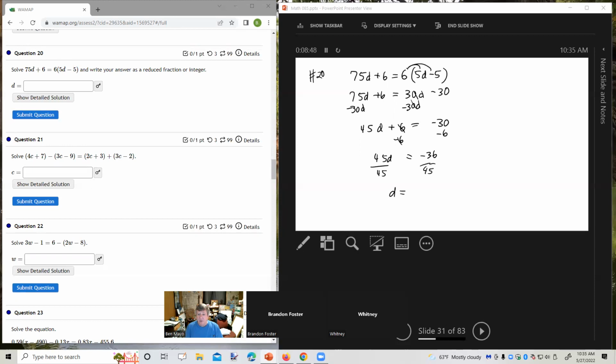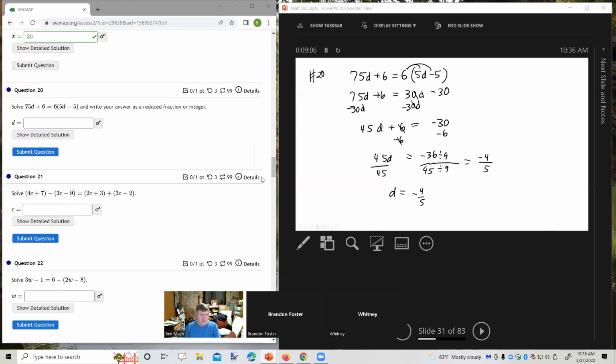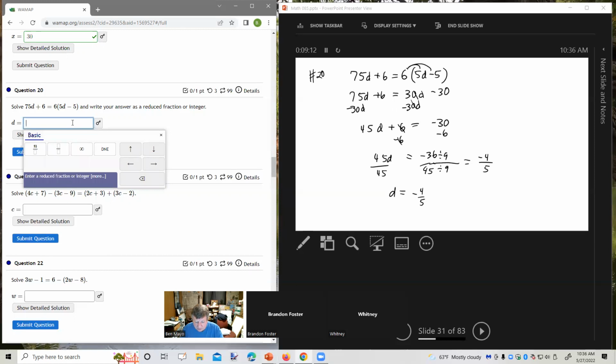9 goes into both 36 and 45. So if we divide by 9, on top, negative 36 divided by 9 would be negative 4. 45 divided by 9 would be 5. So our answer should be negative 4/5. And again, it said to put in a fraction or an integer. So negative 0.8 would not work, or shouldn't work anyway. Negative 4/5.